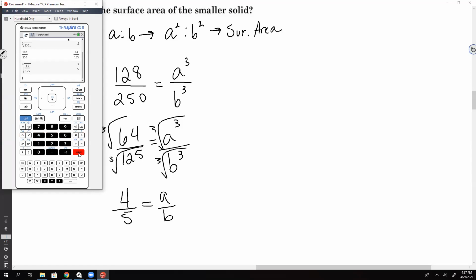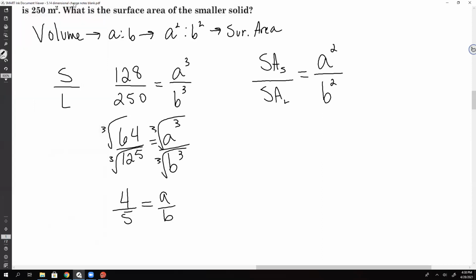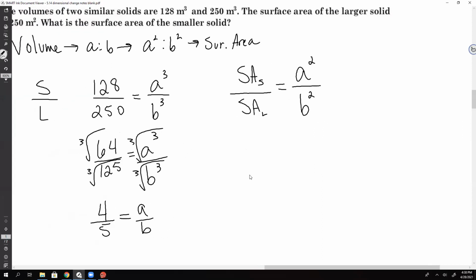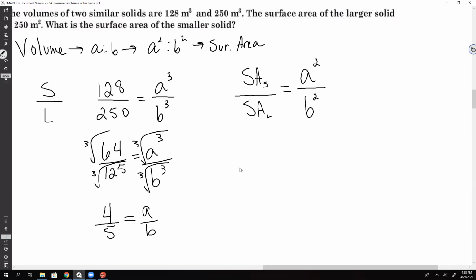Now we realize that for surface area, the ratio of their surface areas should be in a ratio of A squared to B squared. So we're going to do surface area of the small figure, because we're doing small over large, and then surface area of the large figure would be equal to A squared over B squared. We know A and B, so we can figure out A squared and B squared. And then they told us the surface area of the large figure. They said the surface area of the large one is 250.